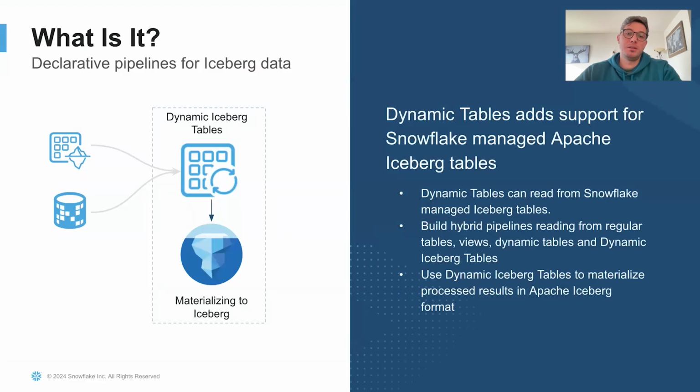What are dynamic Iceberg tables? Dynamic tables can now read from Snowflake managed Iceberg tables. You can build hybrid pipelines reading from regular tables, views, dynamic tables, and dynamic Iceberg tables. Dynamic Iceberg tables bring the best of both worlds. They operate like dynamic tables while they materialize data in Apache Iceberg format. Furthermore, they can sync with the Polaris catalog just like regular Snowflake managed Iceberg tables.